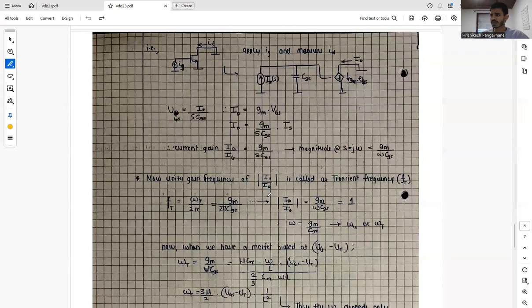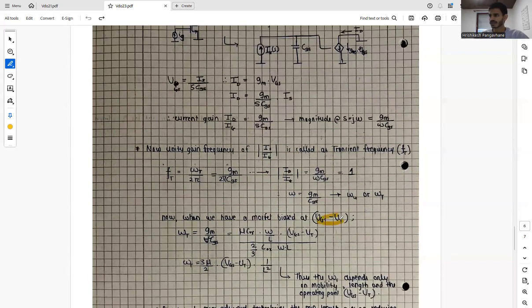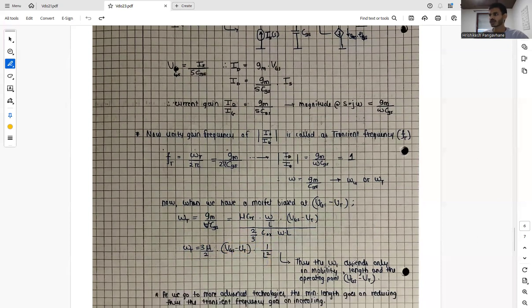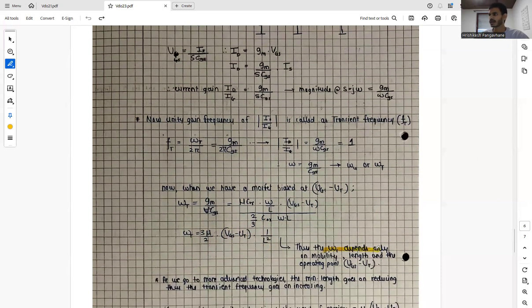Now when we have a MOSFET biased at VGS minus VT, omega t is gm by CGS, and if we put the value of gm and CGS, which is 2 by 3 Cox times width times length, our omega t comes out to be 3 mu by 2 times VGS minus VT divided by L squared. Thus omega t depends only on mobility, length, and the operating point VGS minus VT. These are the three factors on which omega t is dependent.